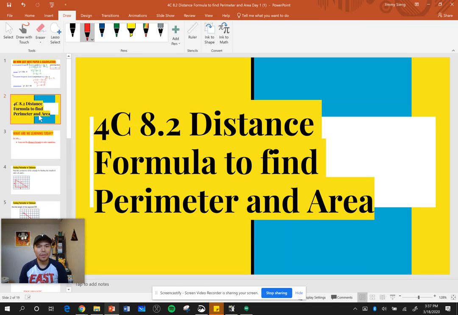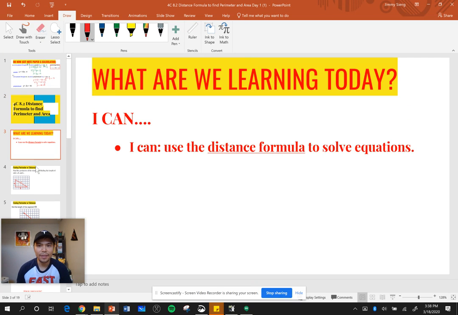Okay, today we are learning about the distance formula. That's going to tie into the Pythagorean theorem that we learned before. Remember a squared plus b squared equals c squared, okay? We'll look into that a little bit and start building on this idea of the distance formula, and then we'll be able to find perimeter and area, okay? That's what we're going to do.